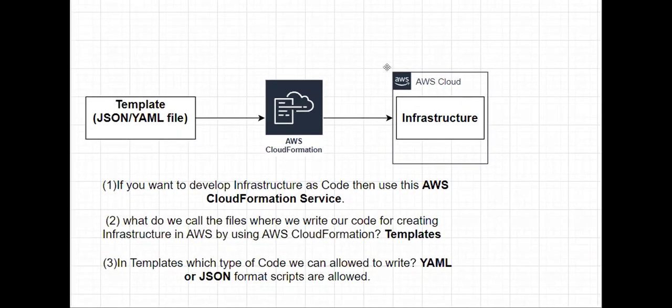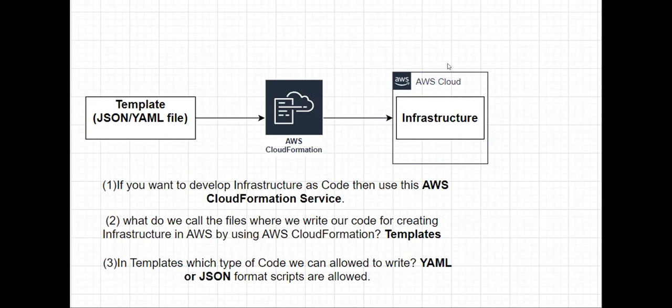So I hope you understood this. Why do we use CloudFormation, and in which file do we write our code? What do we call that file? Template. And this template accepts which type of languages? JSON or YAML. There we write the code, upload it under CloudFormation, and run the template we uploaded so that we get AWS cloud infrastructure.